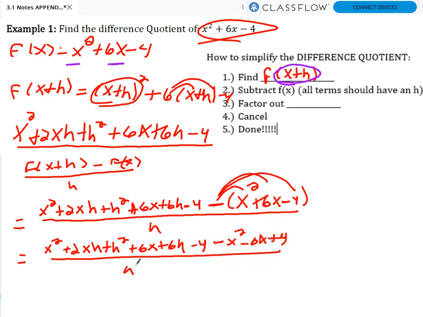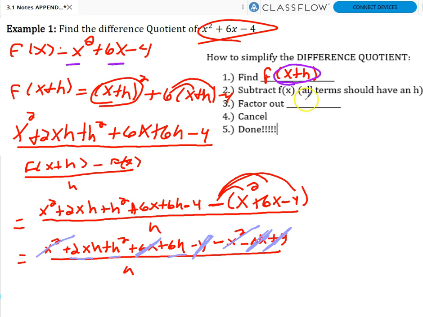So the big thing here is after this step, we're going to cancel stuff out. So we have a positive x squared and a negative x squared, they cancel out. We have a positive 6x, a negative 6x. We have a negative 4 and a positive 4. And if you look here, all of the terms that we have left all have an h, and that's what they should have. If they don't have that, that's when you have an issue.